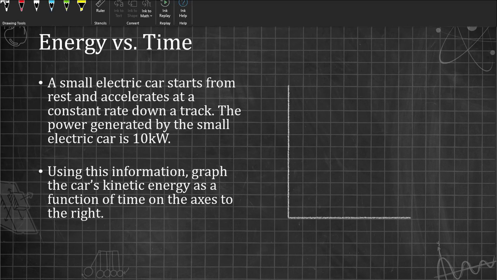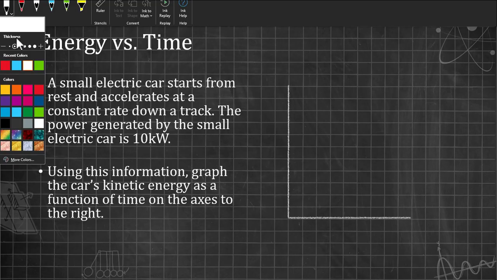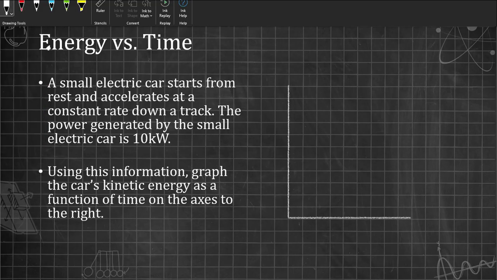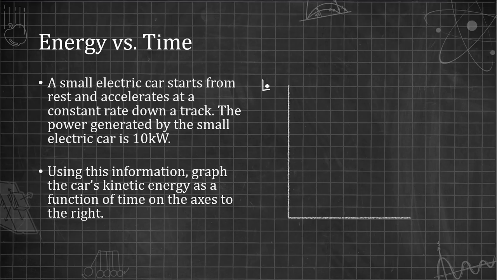So we're going to start this video by jumping straight into an example where we take a look at an energy versus time graph of a small electric car. This electric car has a power output of 10 kilowatts or 10,000 watts, and it's going to start at rest and accelerate down a straight section of track. Using the information, we're going to graph this car's kinetic energy as a function of time on these axes to the right.